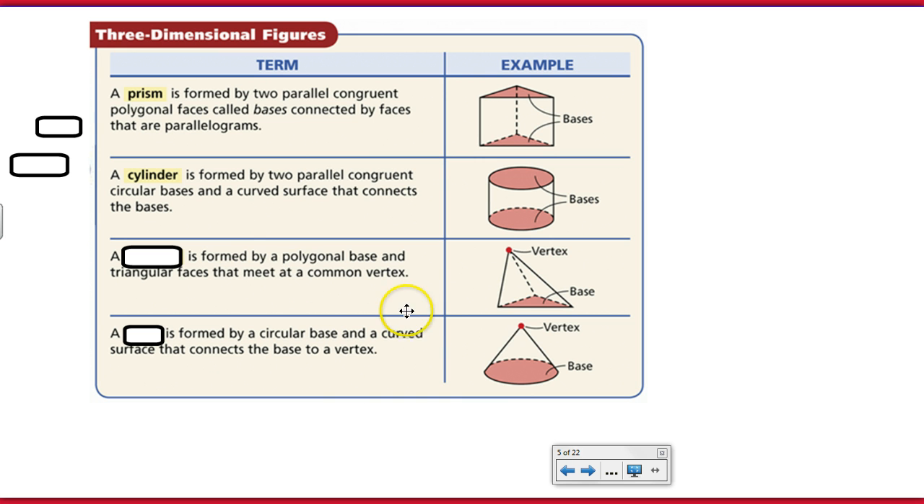And we have a figure that has a polygon base and triangular faces that meet at a common vertex. And what do we call that kind of figure? Good. Pyramid. And finally, we have this figure which has a vertex opposite a circular base, but it has a curved surface that's lateral, and we call this a cone.